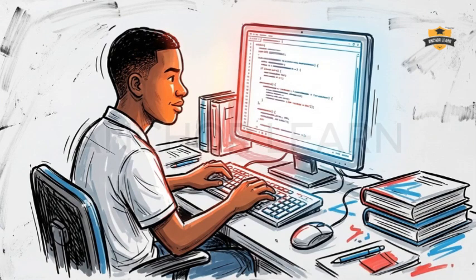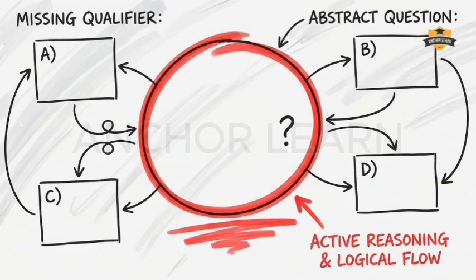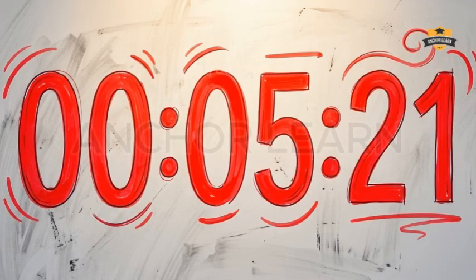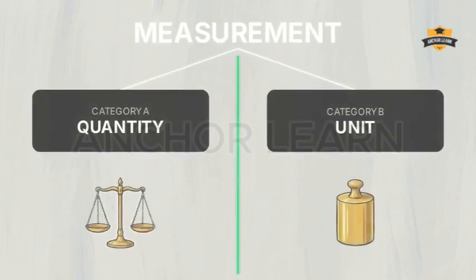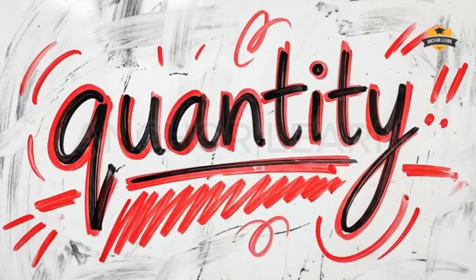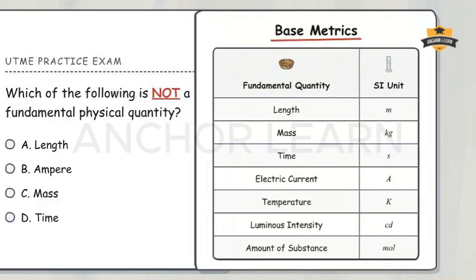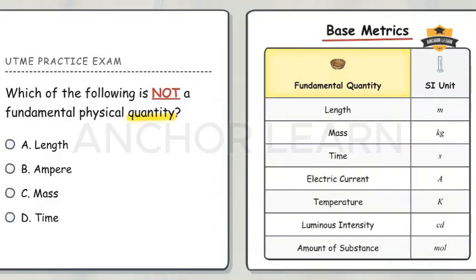Let's apply this knowledge to a typical exam scenario. This question asks, which of the following is not a fundamental physical quantity? Our options are length, ampere, mass, and time. Under the time constraints of the UTME, these 4 terms might all seem equally valid. The examiner is testing whether you can maintain a clear distinction between 2 different categories of measurement. Success in this exam requires both the technical knowledge and the attention to detail to notice small differences in phrasing.